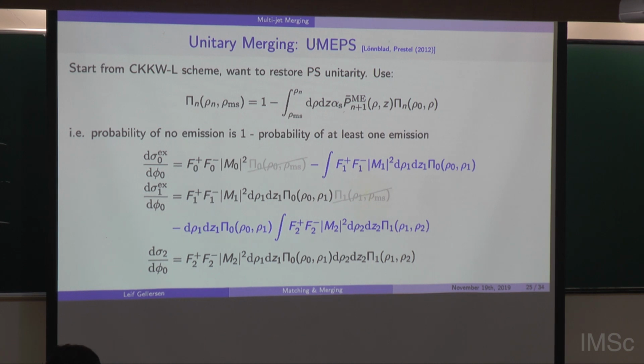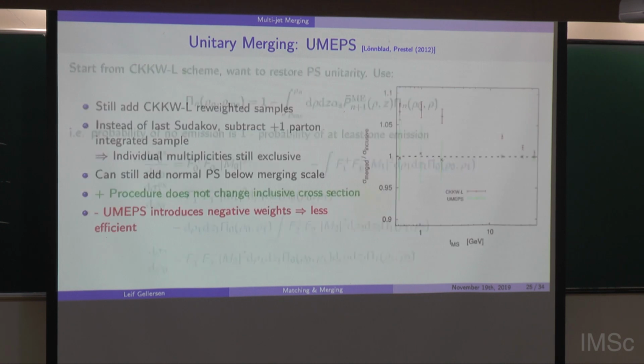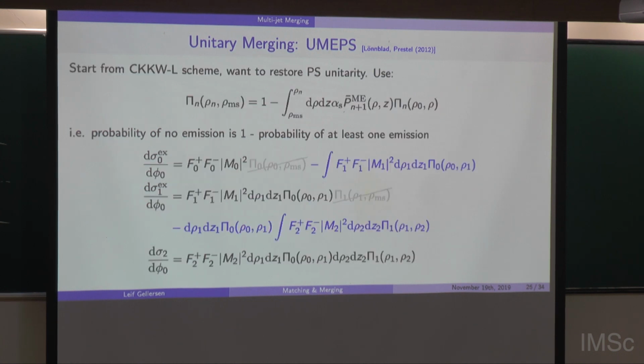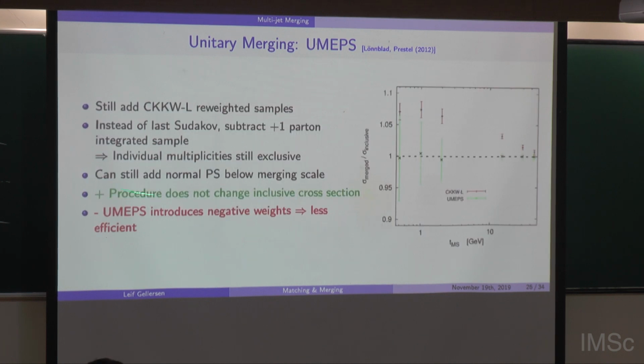Doing it in this way, we will not change the inclusive cross-section, because if we integrate over all samples, these terms here will cancel. And we are back at the original inclusive cross-section that we found at lowest multiplicity. So just to illustrate the difference here, so this is still CKKWL reweighted samples, and instead of having this last pseudograph in the chain, we use these 1 minus the matrix element sample reweighted instead. And we can still attach the normal parton shower below the merging scale.